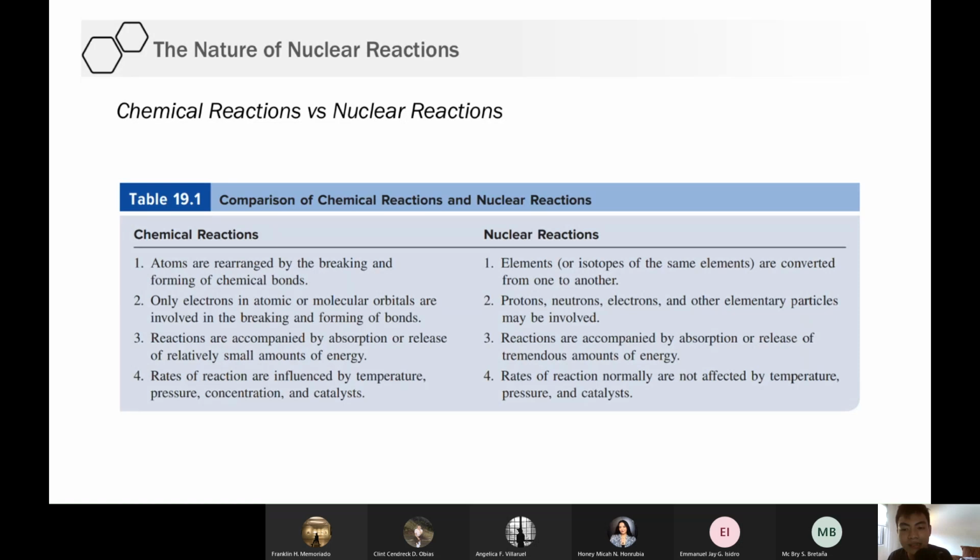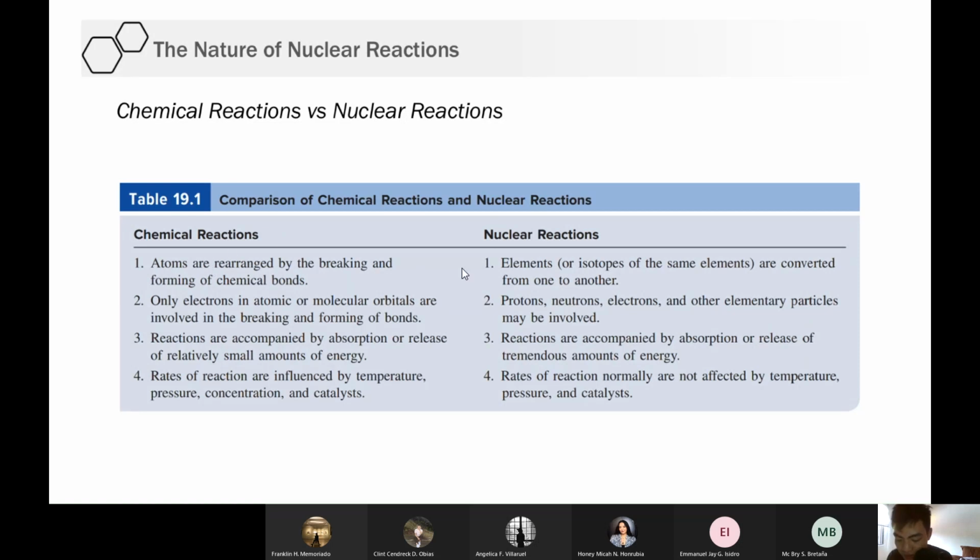Noong thermochemistry, may topic tayo doon na we have a molecule, kunwari, glucose, tas, di ba, pinuputol-putol natin yung bonds, no? Pag nag-combust yun. So, basically, ganun yung chemical reaction. You just cut the bonds, no? Okay? So, ibig sabihin, yung mga electrons lang ang involved sa chemical reaction. Okay? Kasi ano ba yung mga nasa bond? The electron, okay? So, ibig sabihin, electrons are the only thing involved in chemical reactions.